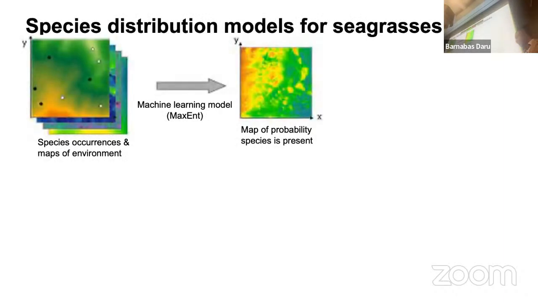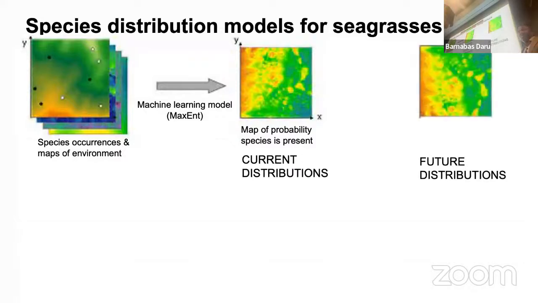And so to address this, we use species distribution models, which is simply the use of species occurrences and maps of the environment, applying a statistical model in the form of machine learning models, for example, using MaxEnt, and that allows us to generate a map of probability of a species being present in an area. And using that information, we can predict current distributions as well as project future distributions.